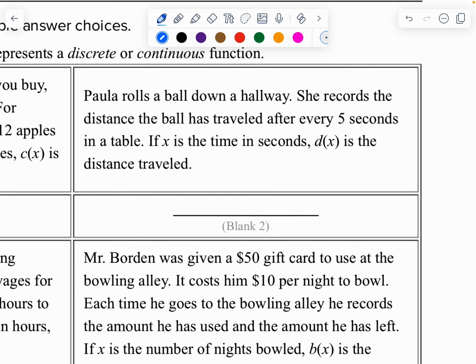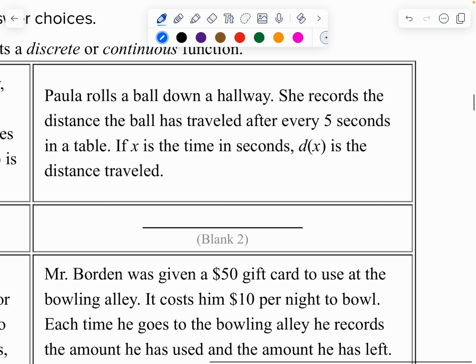Over here, Paola rolls a ball down a hallway. She records the distance the ball has traveled every 5 seconds. Well, guys, 5 seconds. We don't go from 1 second to 2 seconds. We have space in between.